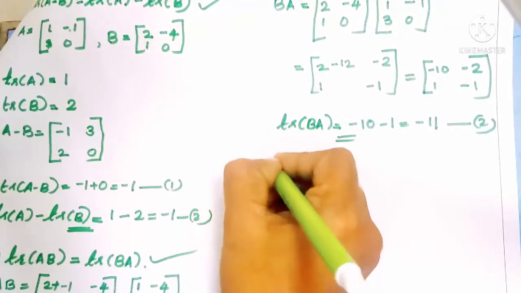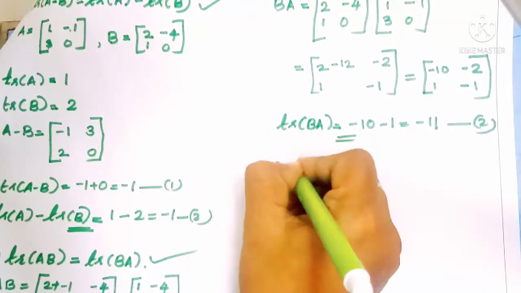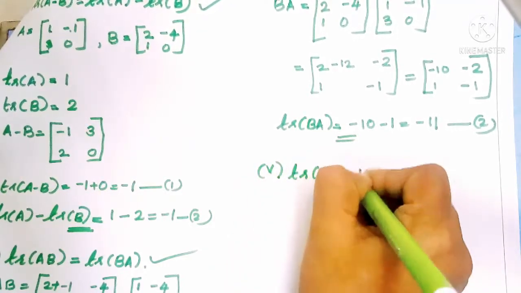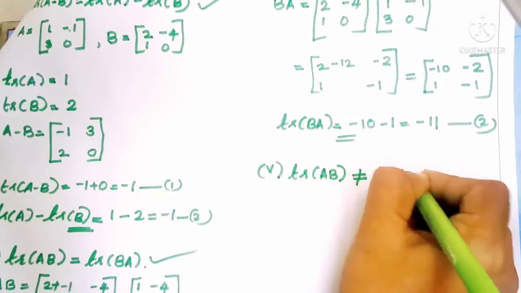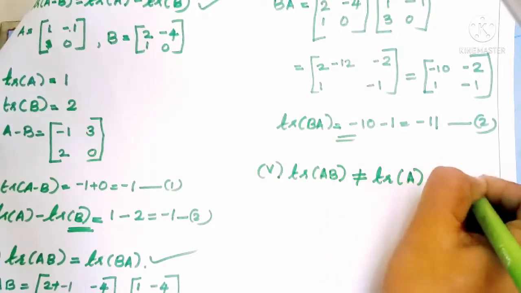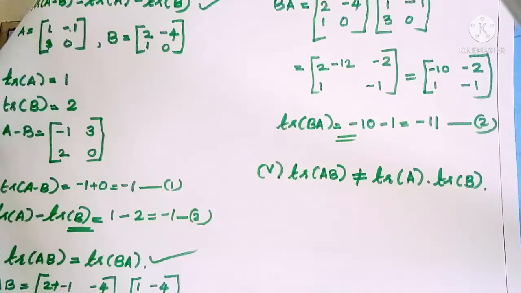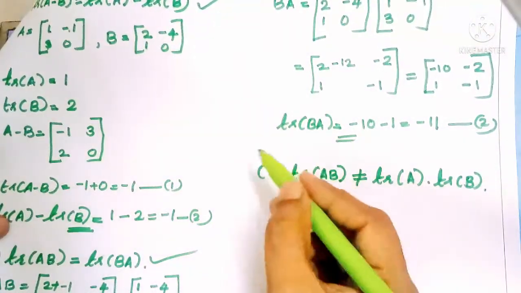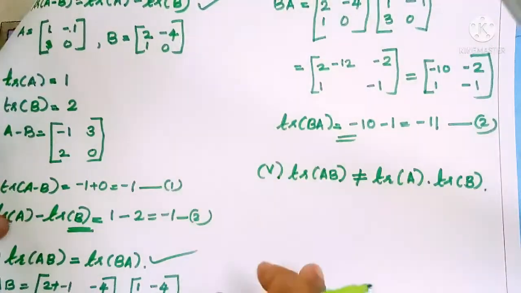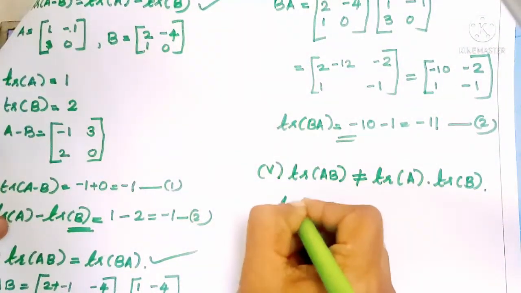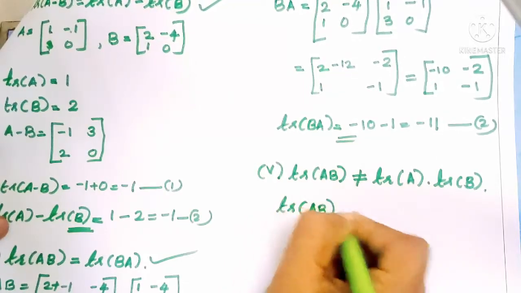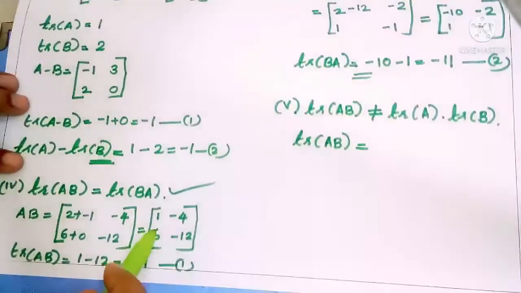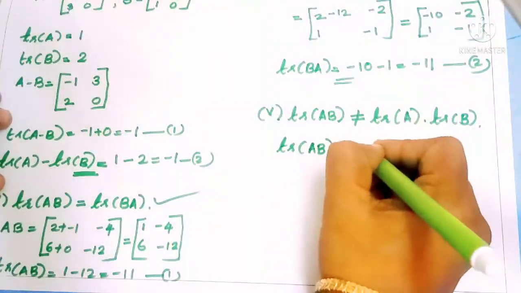Next, fifth property, that is trace of AB should not be equal to trace of A into trace of B. Okay. To prove this property, we can take the previous example. In the previous example, we found trace of AB. What is trace of AB? It should be equal to minus 11. Here we get minus 11. So here we can write minus 11.